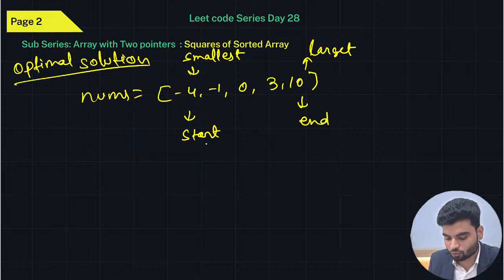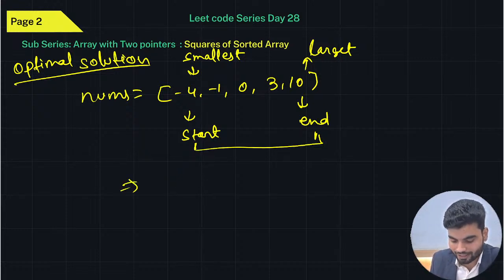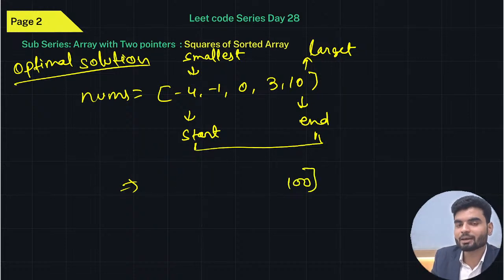So what we'll do is start comparing the start and end values, and whichever is larger, I'll put its square at the end. This time 10 was larger, so I'll have the square of 10 at the end. So this becomes 100. From whichever place I take the value, I'll move that pointer only, which means my end will now point to 3. Always compare the absolute values, not the sign, because in a square you will not have a negative sign, you will have a positive value.